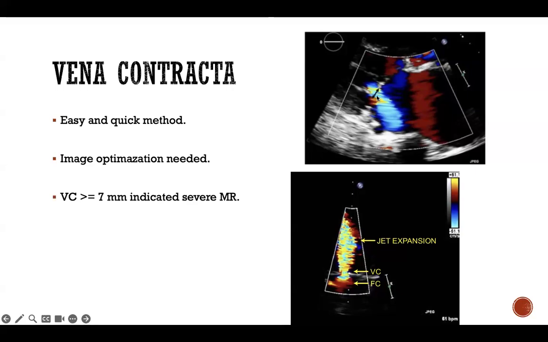And then the best view to assess the vena contracta is where the beam is perpendicular to the color, which most of the time is the long parasternal view. So after knowing all these technicalities, you're sure that everything is being done in the proper way, and then you go on and assess and measure the vena contracta and take the numbers.